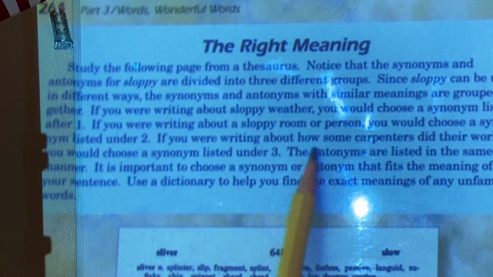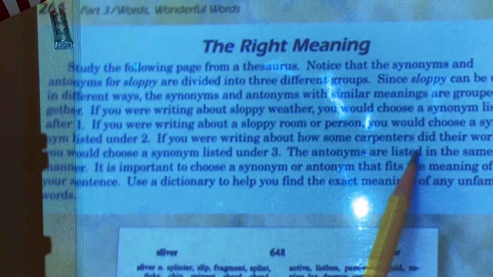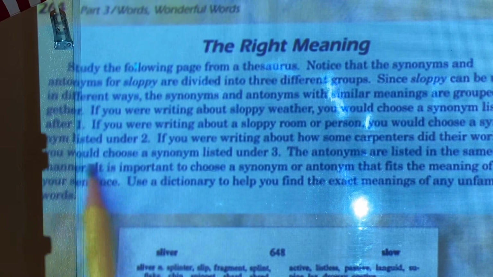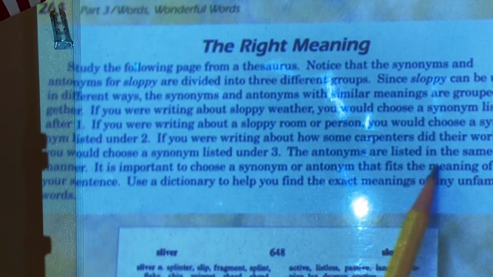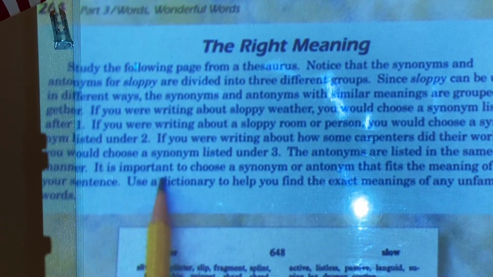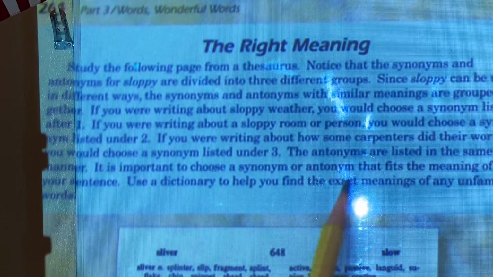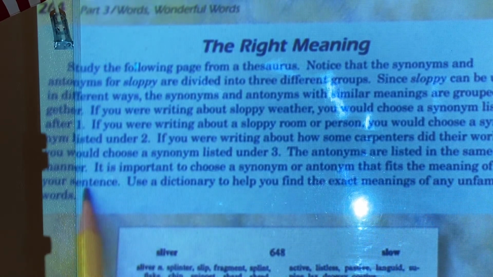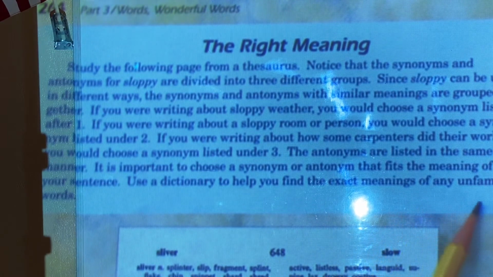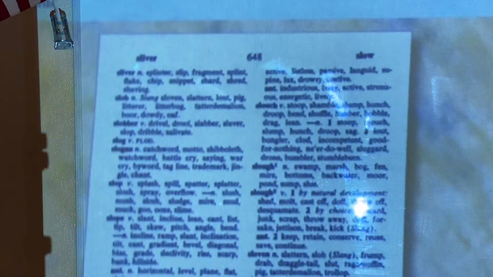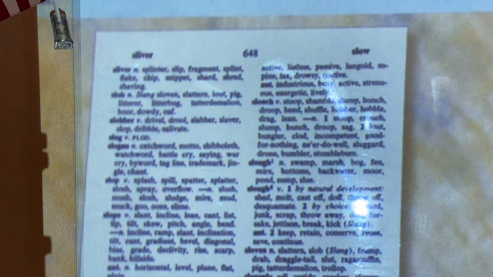If you were writing about how some carpenters did their work, you would choose a synonym listed under 3. The antonyms are listed in the same manner. It is important to choose a synonym or antonym that fits the meaning of your sentence. Use a dictionary to help you find the exact meaning of any unfamiliar words. So if we see the example here, and I know it's difficult to see through the video, but you have this page in front of you, so you should be able to see it clearly.